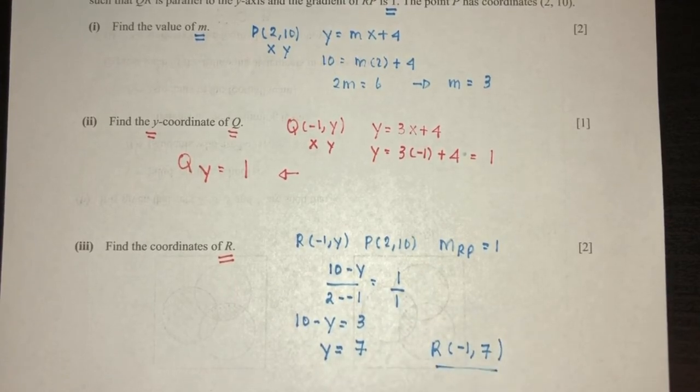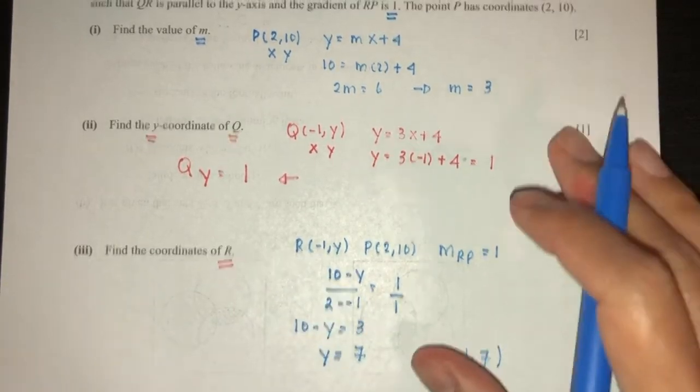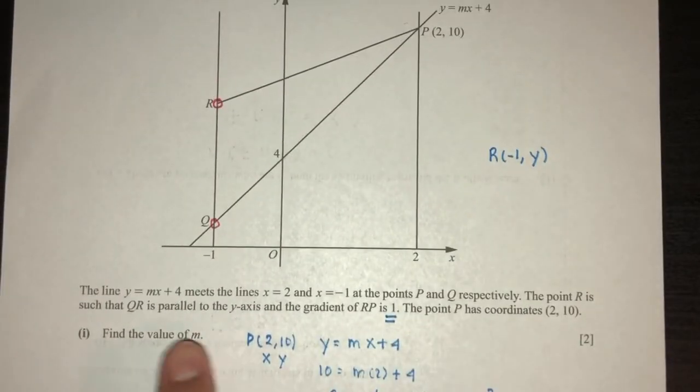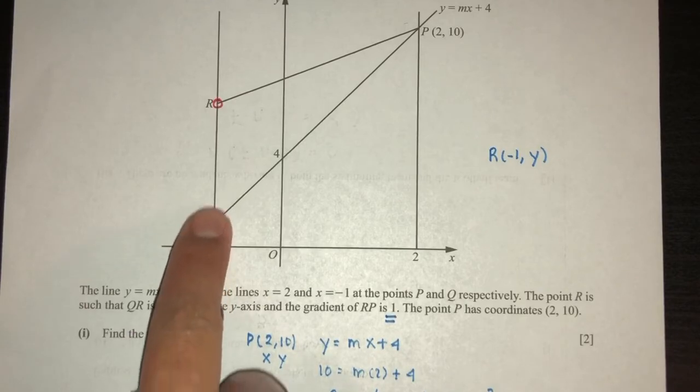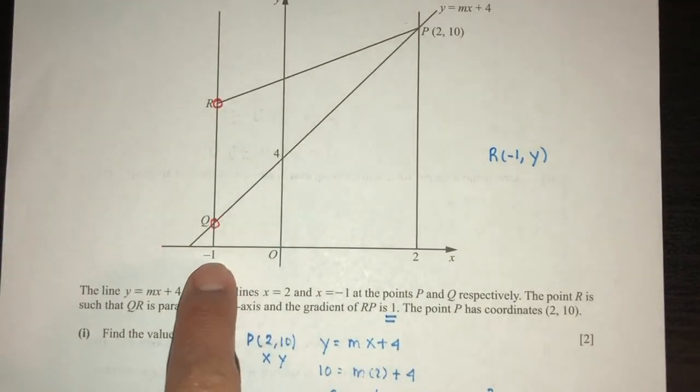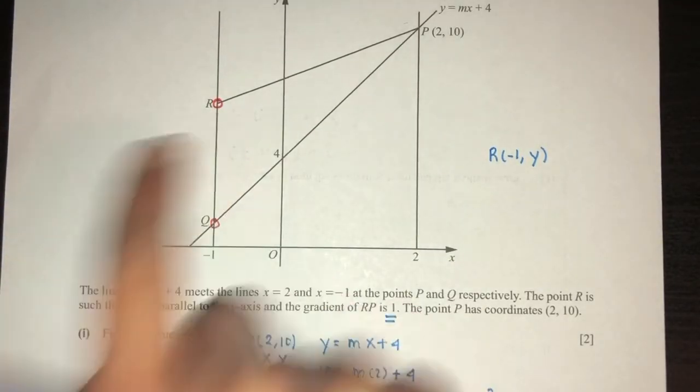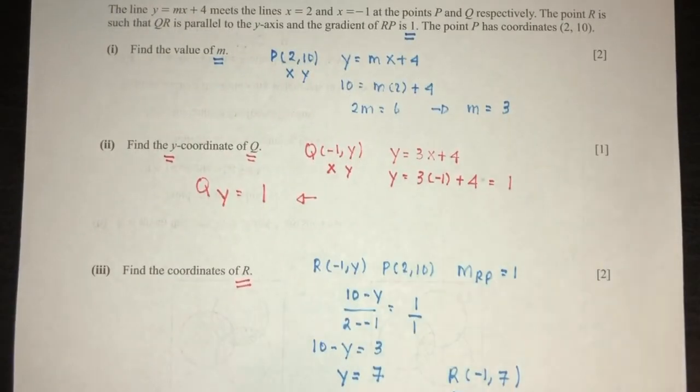So R will be (minus 1, 7). Now you may ask me, how do I know this is minus 1? It's because the question tells you the line QR is parallel to the y-axis. It means R is directly above Q, so it also has the value of minus 1 for its x coordinate. That's how I know this is minus 1. That is part 3 of the question.